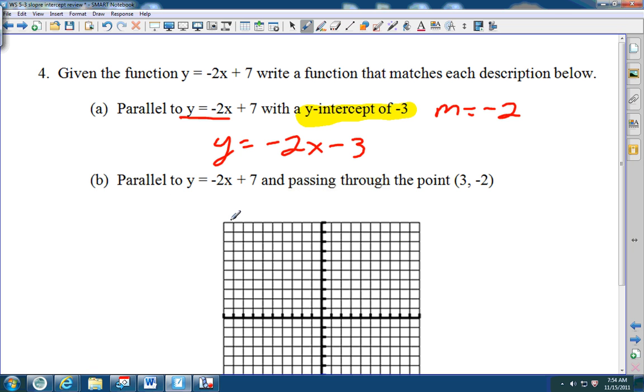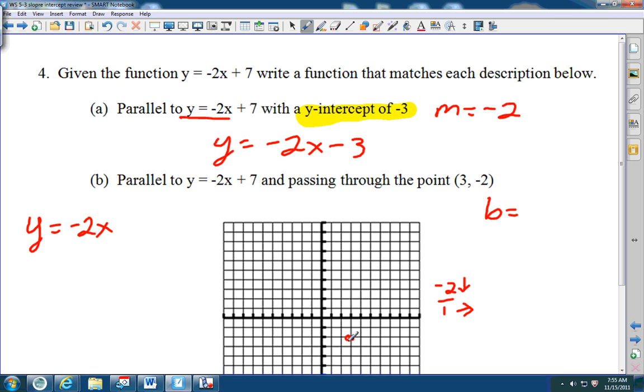Now on letter B, it says parallel to y equals negative 2x plus 7 and passing through the point (3, negative 2). If it's parallel, it means my equation will start out the same, negative 2x. Now I need to find my y-intercept. Let's plot the point (3, negative 2). I'm going to plot this point right here. And my slope is negative 2 over 1, which tells me to go down 2 and to the right 1.